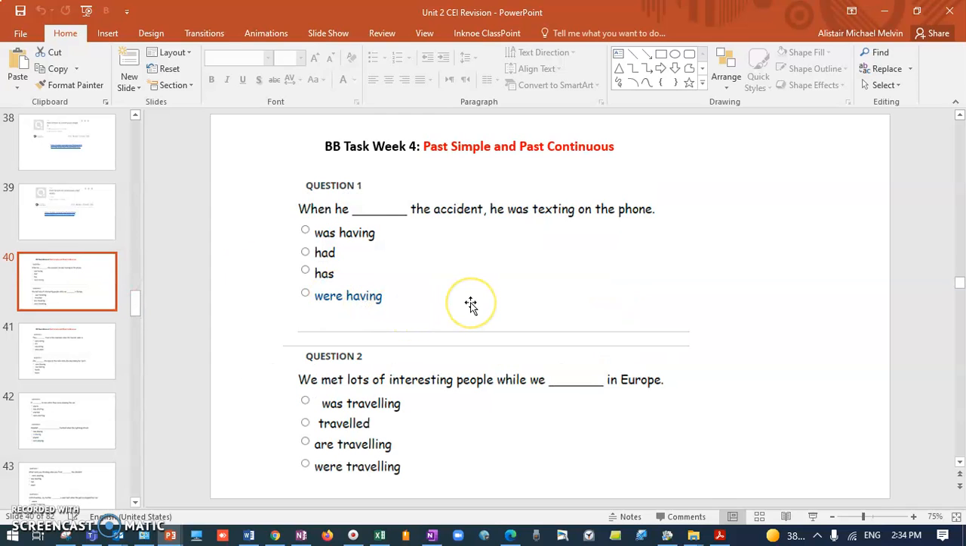Yeah, this one. Okay, so when he, so here you've got past continuous, was texting. Okay, so because we've got continuous here, look for past simple. Okay, I think in exams usually like this. So you've got 1 past continuous, and then you need 1 past simple. Past simple, had. So when he had the accident, he was texting on the phone. Number 2, we met. That's past simple. So I want a past continuous one here. So we met lots of interesting people while we were traveling in Europe.